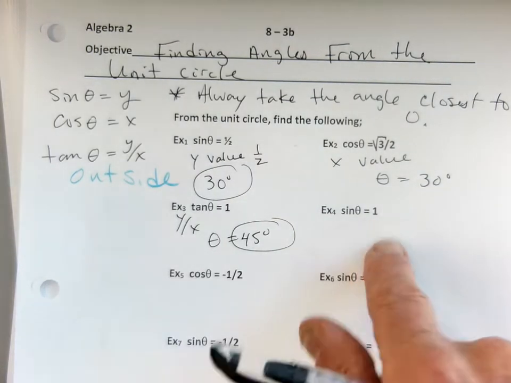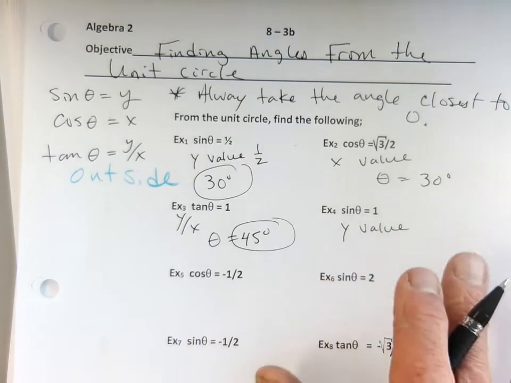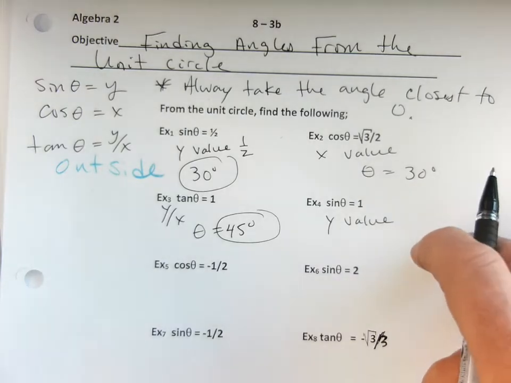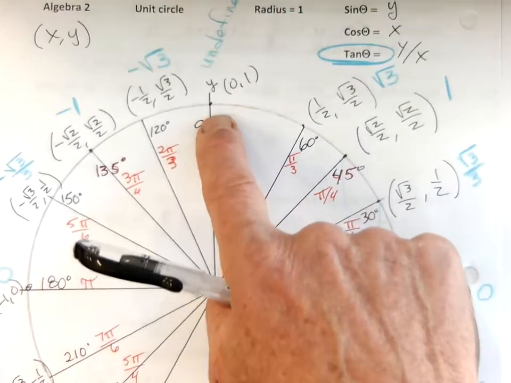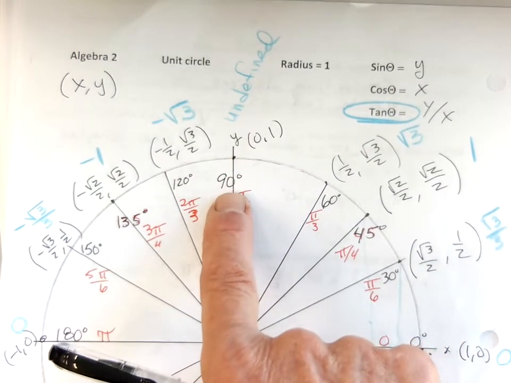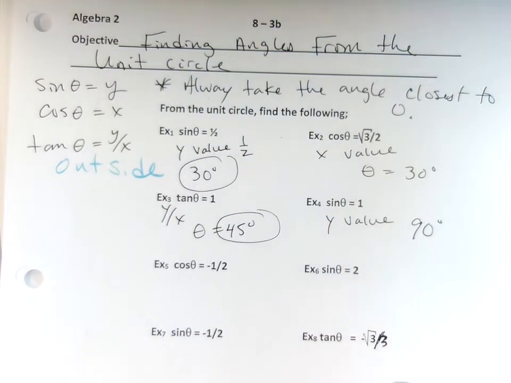Okay, sine. We're looking for a y value of 1. Who said that? Yes. Who said 90? Good job, Braden. There's a y value of 1. There's only one answer. There's no other one, so it's easy. It's just 90 degrees, okay? 90 degrees.